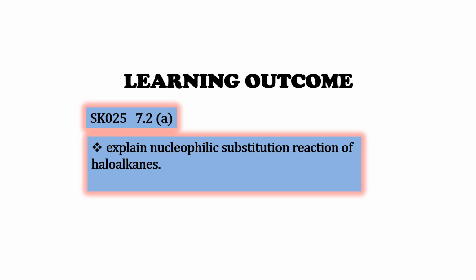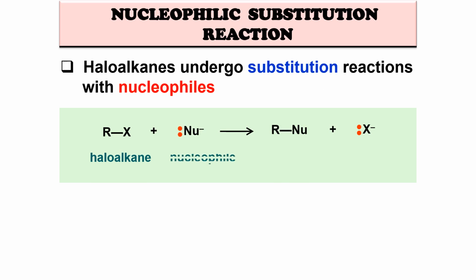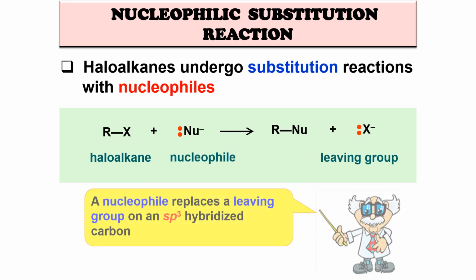Next, we move to 7.2a. Explain nucleophilic substitution reaction of haloalkane. Haloalkane undergoes substitution reaction with nucleophile. For example, RX is haloalkane and reacts with nucleophile. So a nucleophile replaces a leaving group on an sp3 hybridized carbon. So X minus is the leaving group.